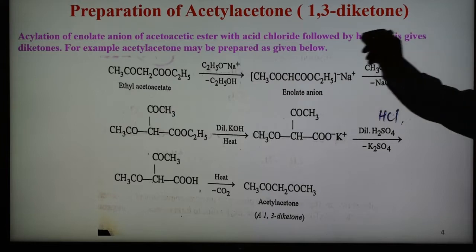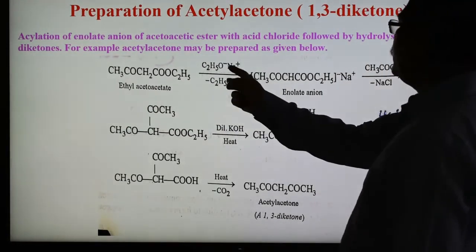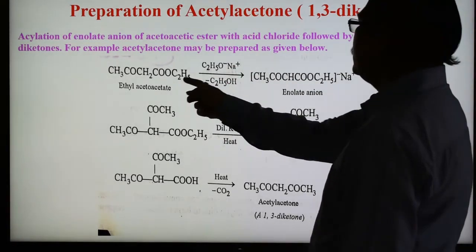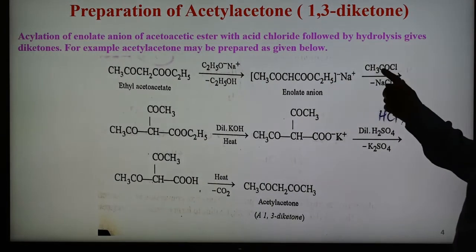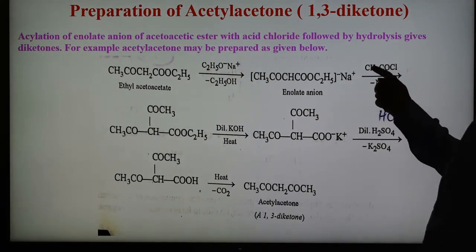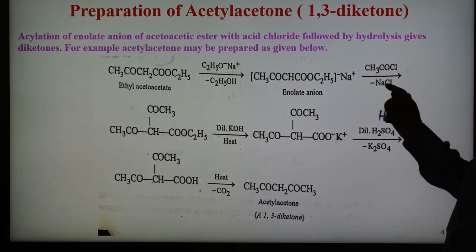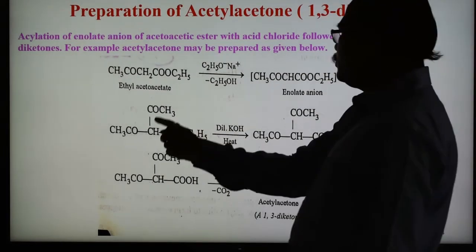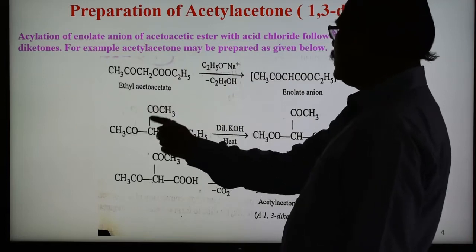In this case this is the acetoacetic ester, ethyl acetoacetate, and it reacts with sodium ethoxide, forming C2H5OH as usual. So here is formation of the enolate anion, the first step, and after that acetyl chloride, this is the acetyl group, and NaCl is lost, the other product is minus NaCl, and the acetyl group is attached here. So see, on this reactive methylene carbon the acetyl group is attached.